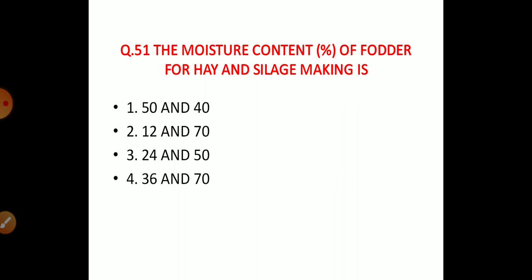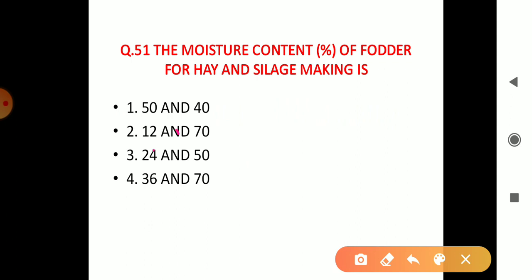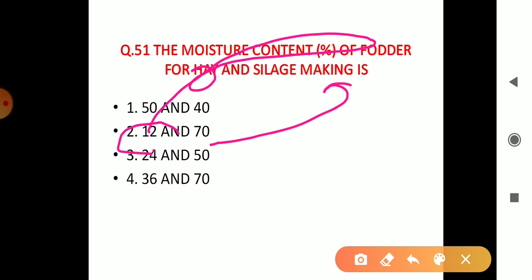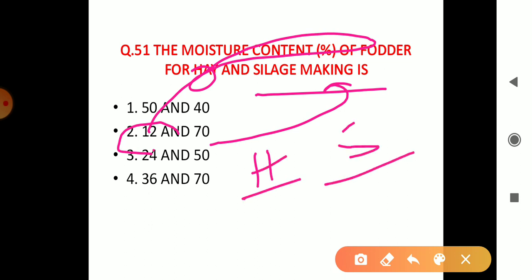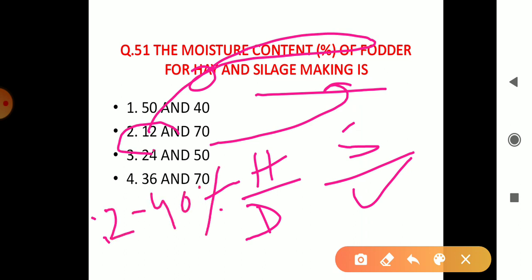The answer is 12% for hay making and 70% moisture for silage making. Dear students, just remember the difference between hay and silage. Hay is a dried forage. Silage is a method of preservation of green fodder for a long period of time. Generally, hay is a dried form, so its moisture content is less, 12 to 14%, and the silage is around 60 to 70%.